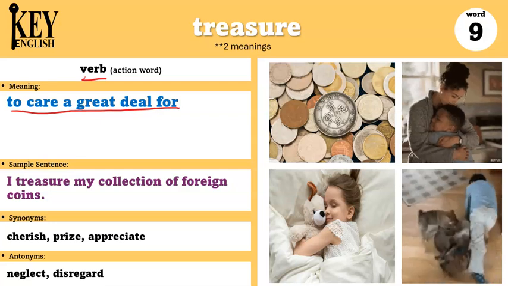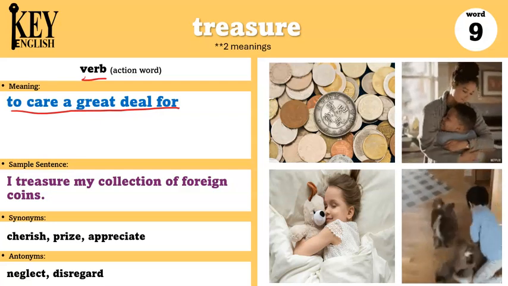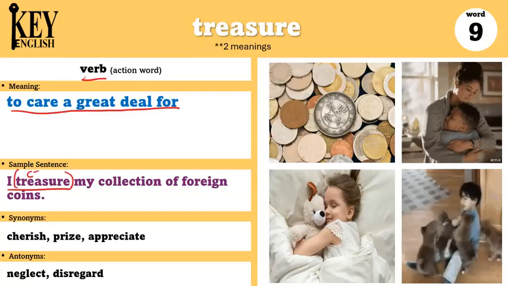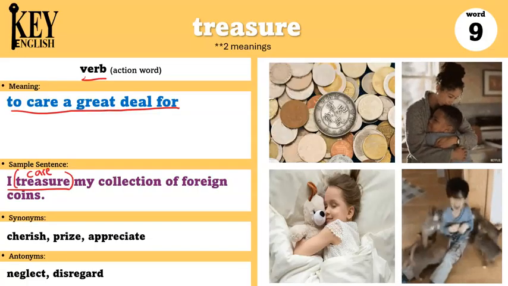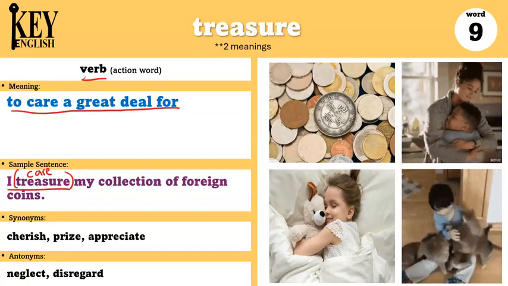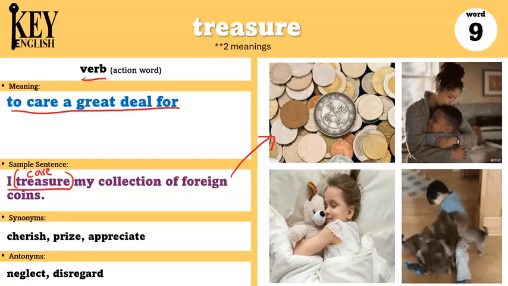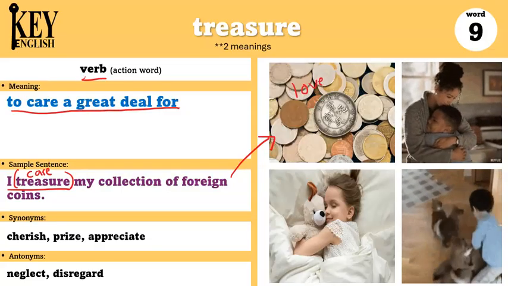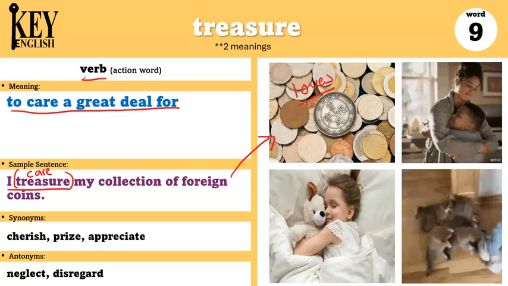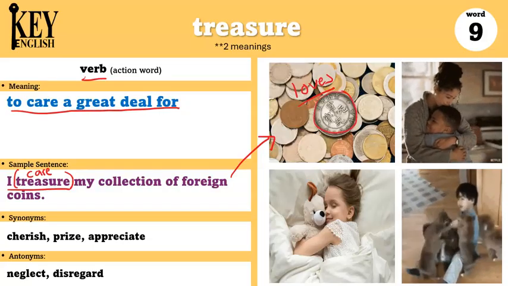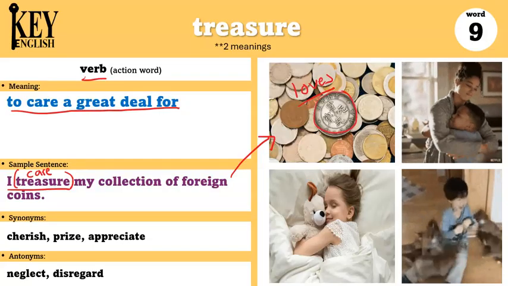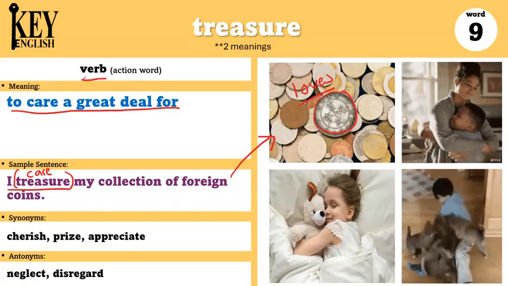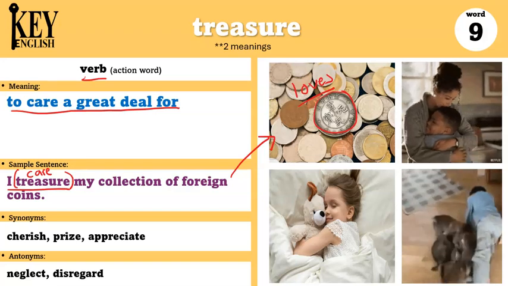So you care about something a lot. For example, I treasure, in this sentence it's a verb, so I care. I treasure my collection of foreign coins. So this sentence says that there is a person who really loves or cares about his coin collection. He has many coins from different countries, so he really treasures them. He doesn't want to lose them. He wants to take good care of his coins.